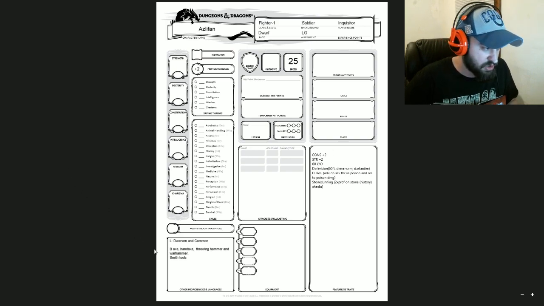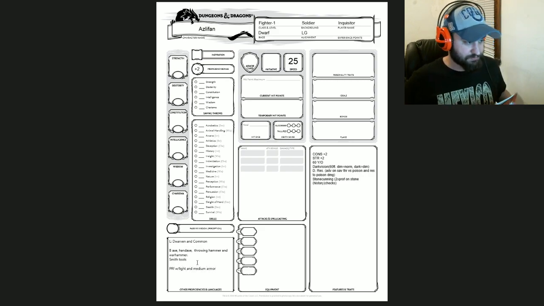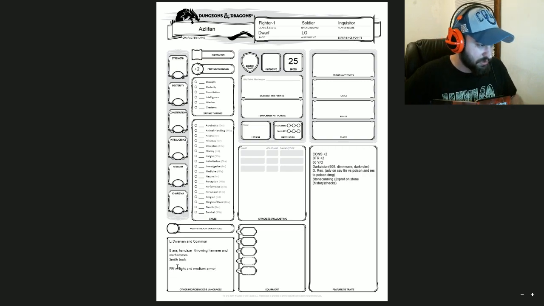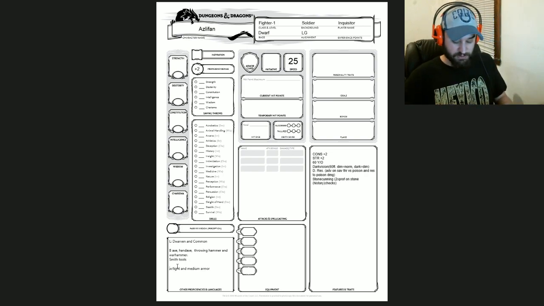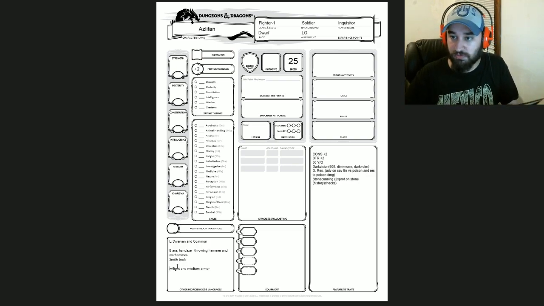But if you are starting your first character, it is important to mark it right here, proficiency with light and medium armor. Perfect. Since you're already in the proficiency section as a fighter, you really don't need to mark it, so light and medium armor, right? So that's that for everything that has to do with dwarves. And that's everything that we have to know.